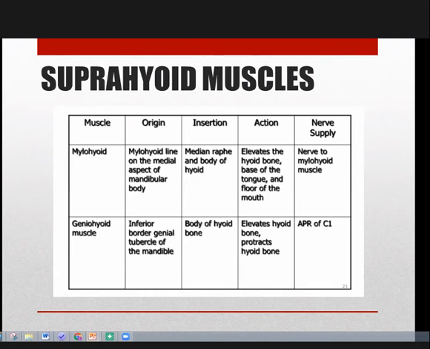muscle. So the last muscle is your geniohyoid muscle. Again, it elevates the hyoid bone and protects the hyoid bone. It is supplied by the anterior primary ramus of C1.